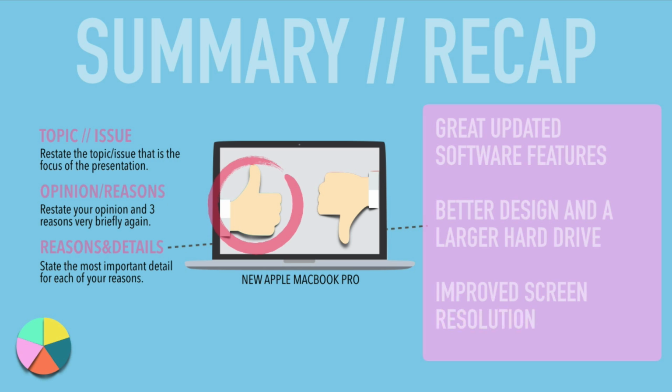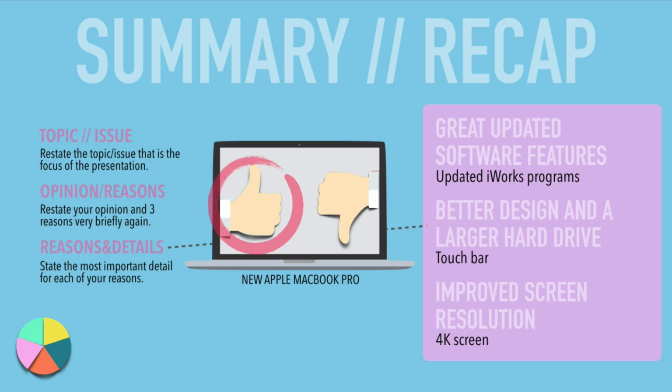And finally, I'm going to restate the details, but I want to only choose the main detail because I gave a lot of details for my reasons. And at the end, your summary is not supposed to be long. It should be short and concise. So, the reason was great updated software features, and the detail that I want to focus on is updated iWorks programs. Why? Because I personally use these programs a lot, so I chose to highlight that at the end of my presentation. The better design and a larger hard drive, I chose the touch bar.